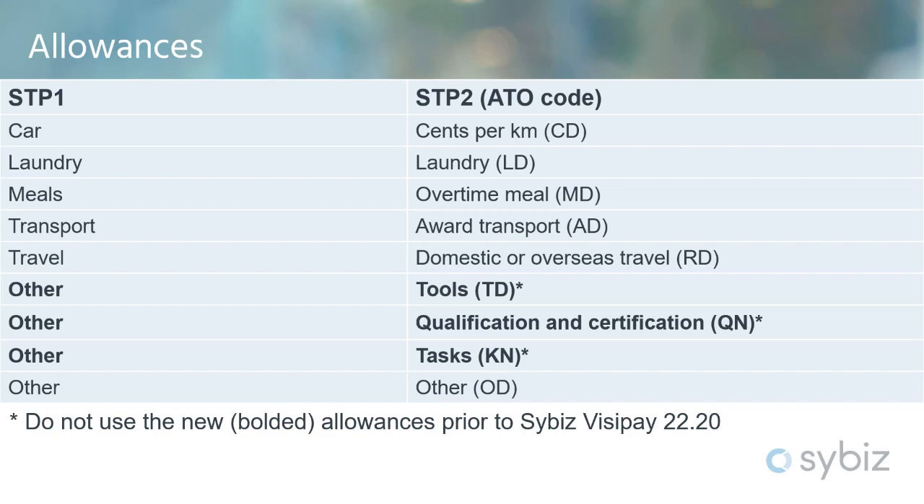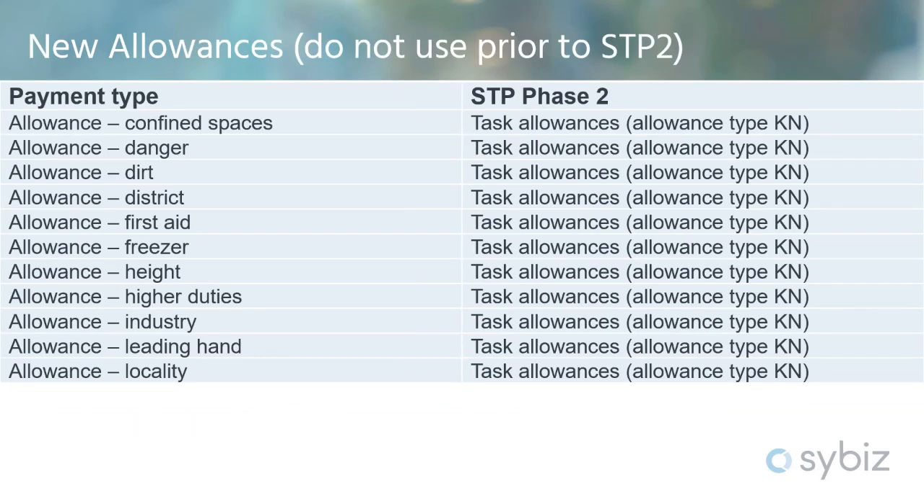So 0 will be reported for those items. So just make sure that if you are going to be using those, even from the 1st of July when we're not yet using STP2, you still need to be on version 22.20. You do have the option, if you so choose, to continue to report those allowances as other under STP1, but certainly before changing to STP2, you will need to recategorise those allowances. And yeah, so essentially, as I said, don't use those new allowances.